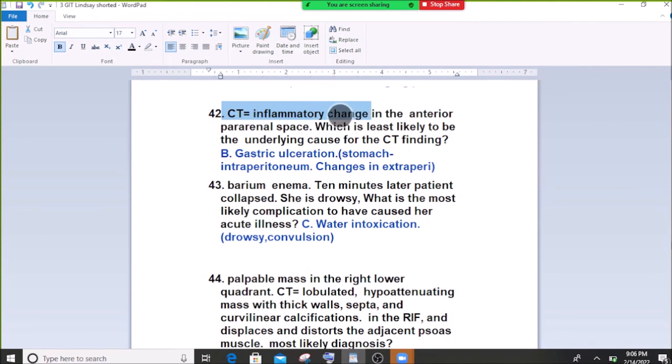42. CT shows inflammatory change in the anterior pararenal space. Which is the least likely to be the underlying cause for the CT finding? Gastric ulceration. Because the stomach is an intraperitoneal organ, and this pararenal space is extraperitoneal. So inflammatory changes in the anterior pararenal space are unlikely to be due to gastric ulceration.